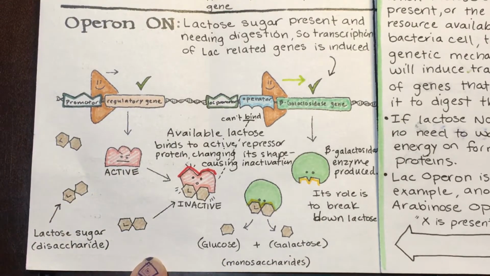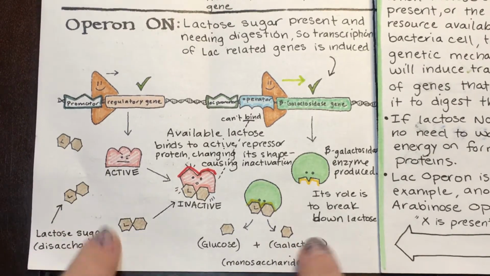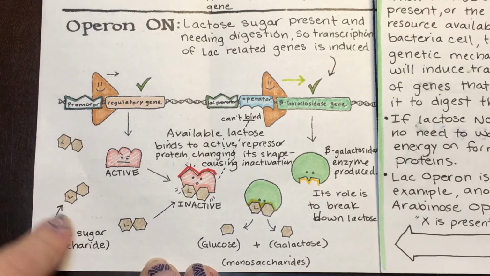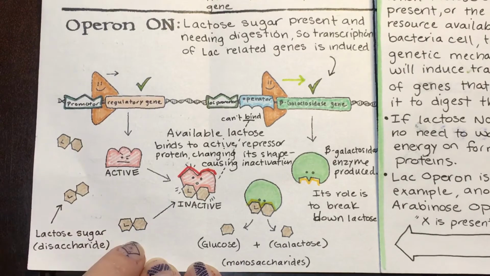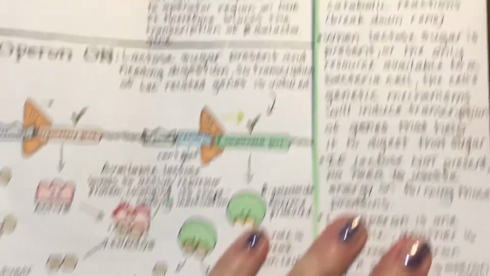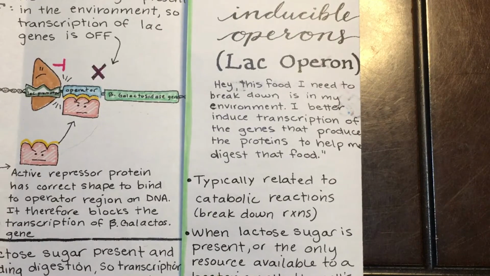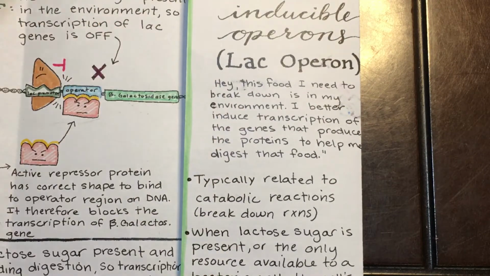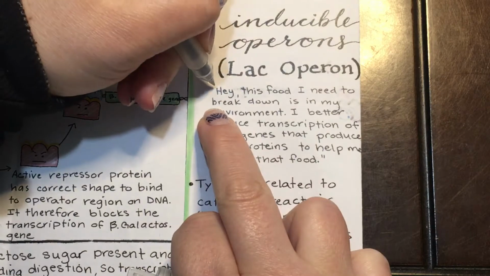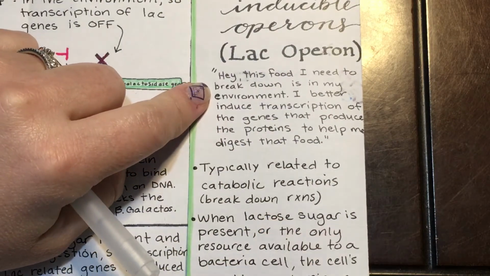If you were measuring this in an experiment, you could measure the production of glucose, right? If that is going up and up and up, you know that this process is active. If you have lactose sugar, it's going to start to get lower and lower as we get more and more glucose present, okay? So some of the things I've got on the side here to summarize inducible operons. This is what the bacteria might be saying. Some of it got cut off, so I'll go ahead and read it aloud. Hey, this food I need to break down is in my environment.